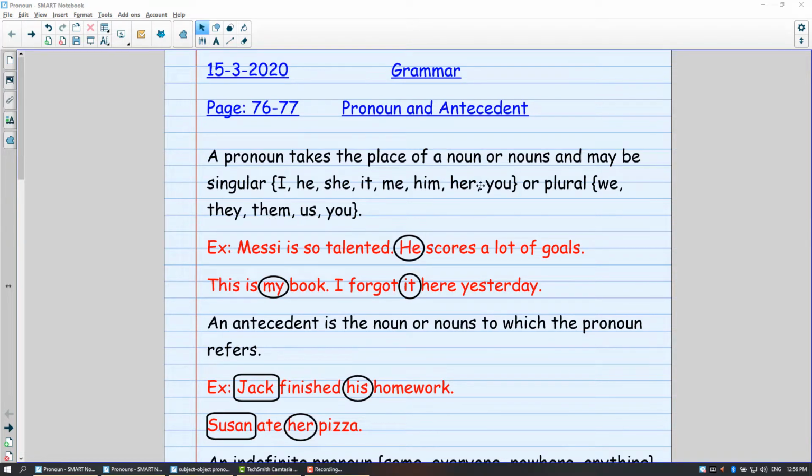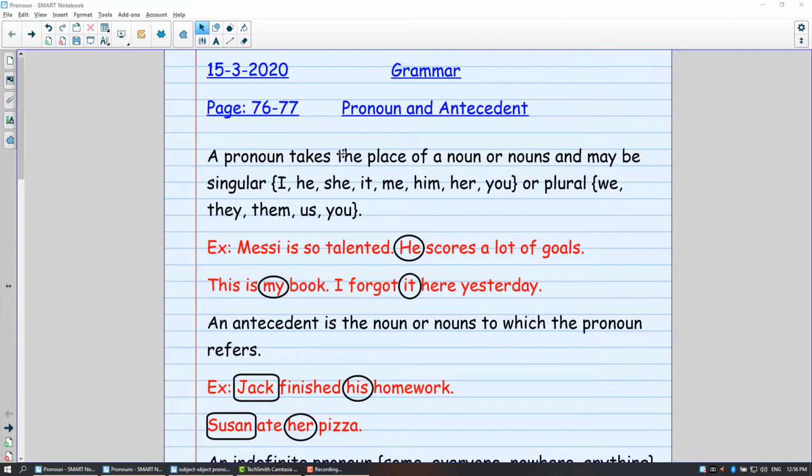Now you can see that the word you is repeated in singular and plural. Actually, when you talk to only one person, you will tell him how are you. This is a singular usage. And also when you talk to a group of people, you have to tell them how are you. So the word you can be used as singular or plural.